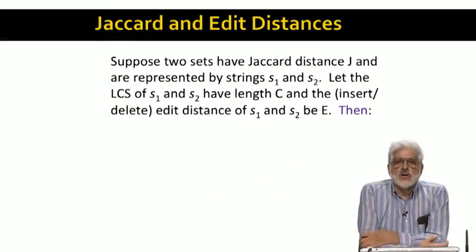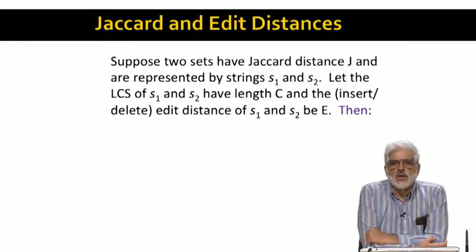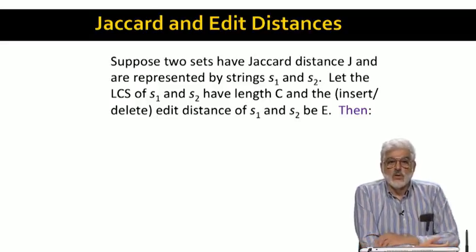Since we've converted sets into special kinds of strings, it is useful to start out understanding the relationship between the Jaccard distance of the sets and the edit distance of the strings. So suppose the Jaccard distance of two sets is J. These sets are represented by strings S1 and S2, and let the longest common subsequence of these strings be of length C, and then let the edit distance between them be E.